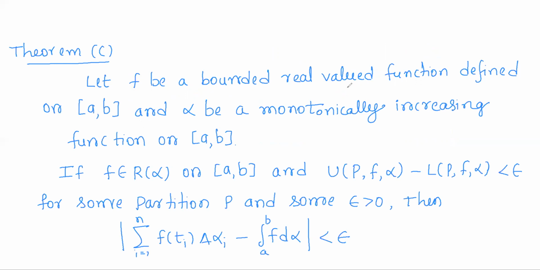Let f be a bounded real valued function defined on the closed interval a comma b, and alpha be a monotonically increasing function on the closed interval a comma b. If f is a Riemann Stieltjes integrable function on the closed interval a comma b, and U(P, f, alpha) minus L(P, f, alpha) is less than epsilon for some partition and for some epsilon, then modulus of summation f of ti delta alpha i minus the Riemann Stieltjes integral of f over the closed interval a comma b with respect to alpha is less than epsilon. So this modulus is less than epsilon, which we have to prove.